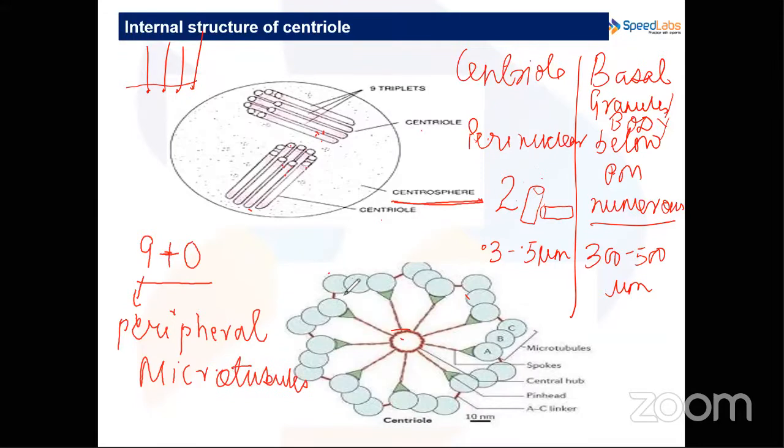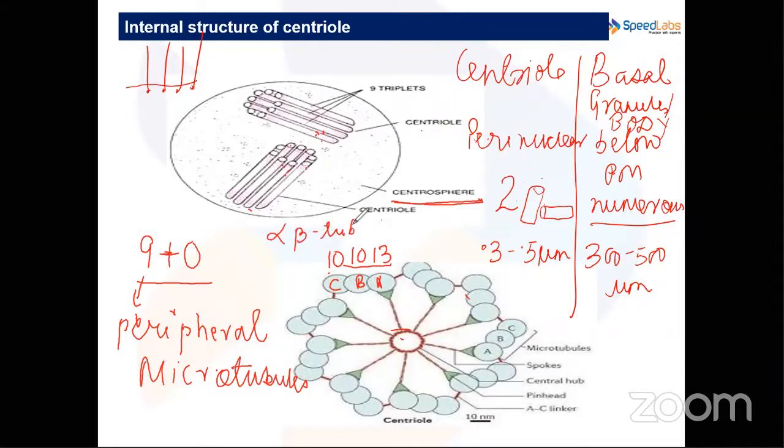And the other thing is that they are present in triplets. So there are these 3 subunits named A, B, and C. A is made up of 13 protofilaments. I told you the filaments present in the walls of these units. While there are 13 protofilaments present in the wall of A, B has 10, and C also has 10. So you may be asked in an MCQ about the number of protofilaments. And these protofilaments are made up of alpha and beta tubulin proteins.